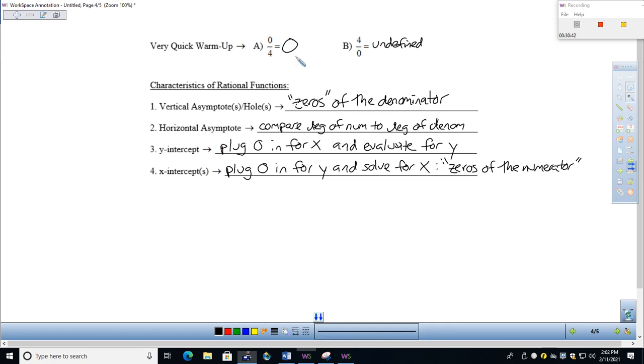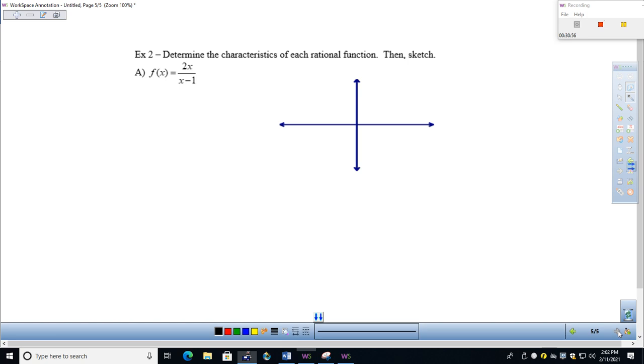All right. Well, let's wrap it up with our last example then. Determine the characteristics of the rational function here, and then sketch. So in this particular case, f of x equals 2x over x minus 1. Sounds good. Let's do this. So let's do VA slash hole. Let's do horizontal asymptote or oblique asymptote. Let's do y-intercept and x-intercepts, because you never know, might have more. And then we'll graph.